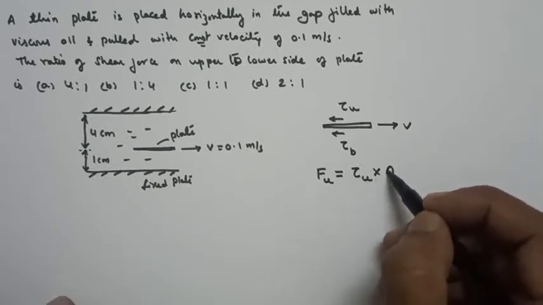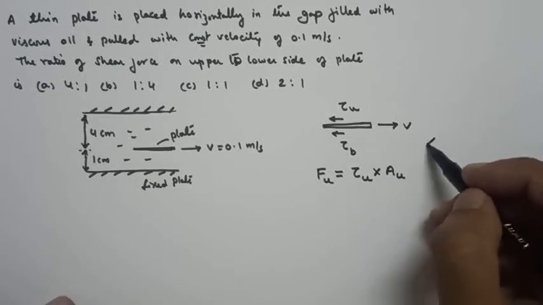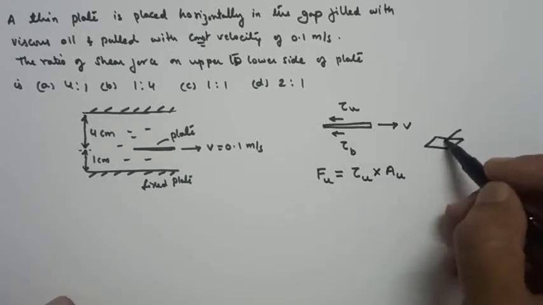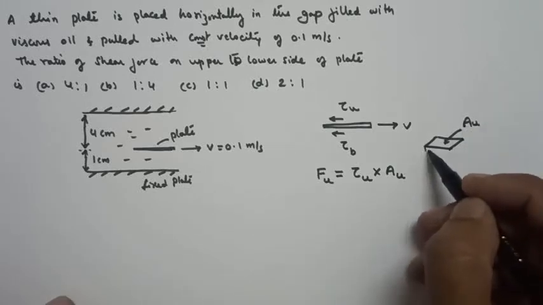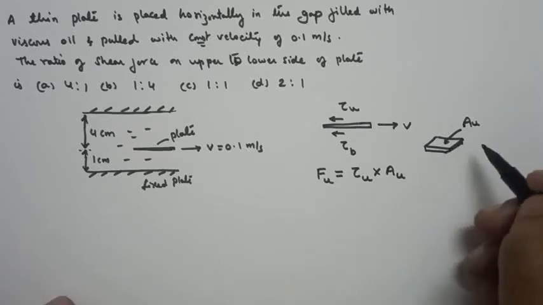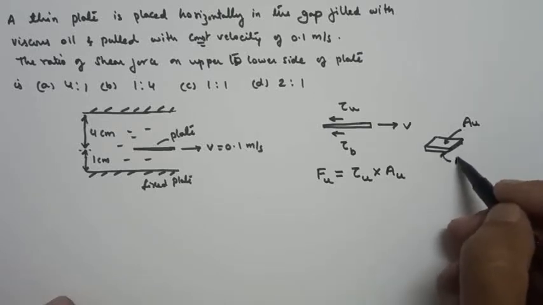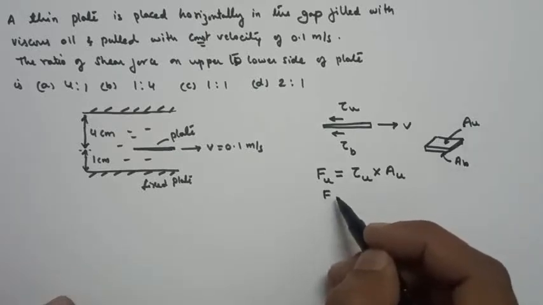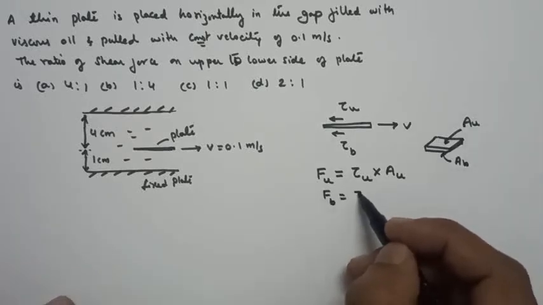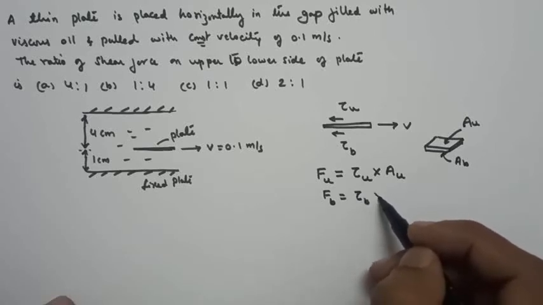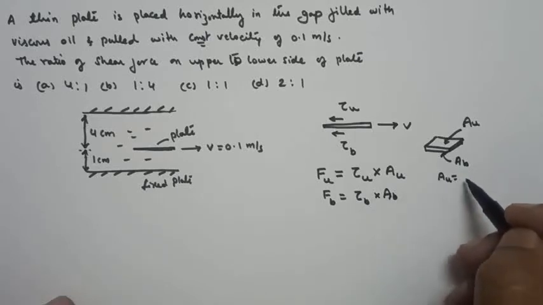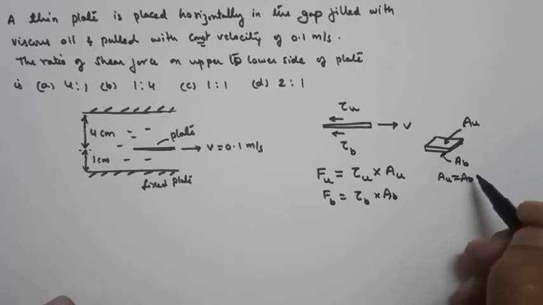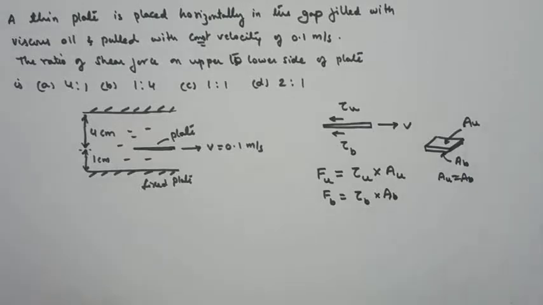So Fu is shear stress into AU. So what is AU? AU is the area of the top surface of the plate which is in contact with the fluid. Similarly, for the bottom we'll call this AB. So FB is given by shear stress at the bottom of the plate into AB. But in this particular case, both AU as well as AB are the same. The bottom and the top face are both of the same dimension.